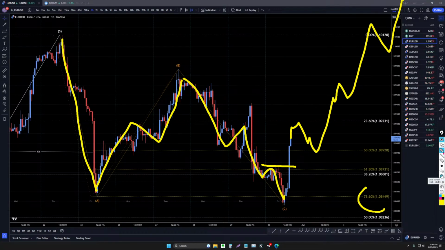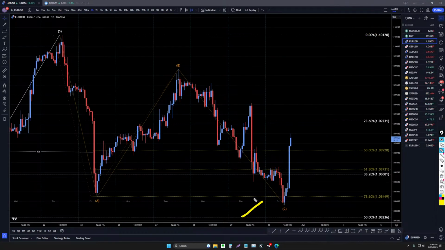That's the one thing you have to realize: if an ABC correction really is an ABC correction, then it needs to make a brand new uptrend. If it does anything besides trend up, if it does something like this and then turns back down and breaks structure, you know that's not going to go up. You know it's going to go back down.